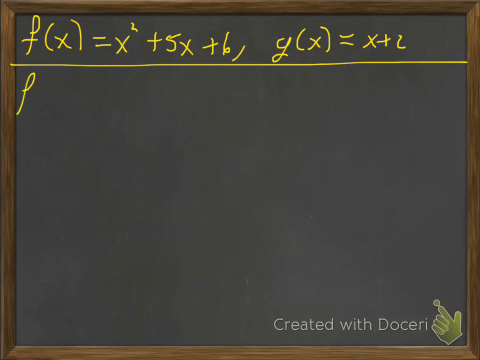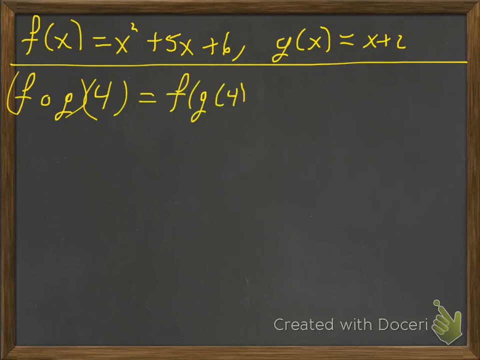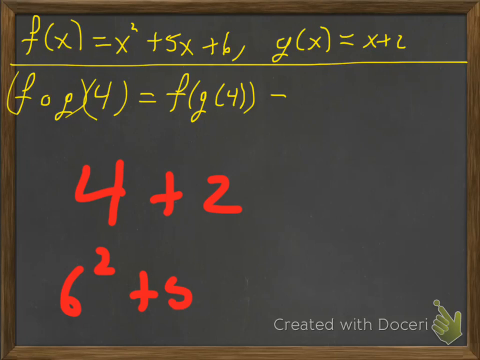So let's say, for example, we want to find f composed with g of the number 4. So that's going to be f of g of 4. What we're going to do first is plug 4 into g. So g takes input of 4 and adds 2, so we're going to get an answer of 6. And then we're going to take 6 and square it, add 5 times it, and then add 6, plugging that into f.